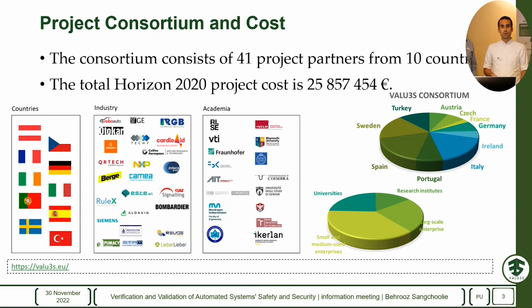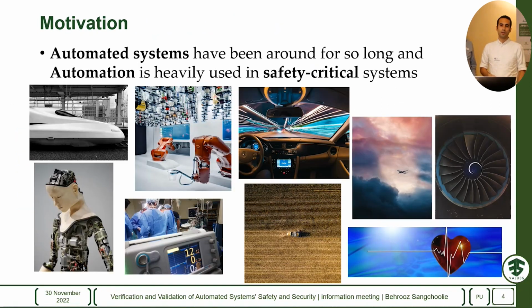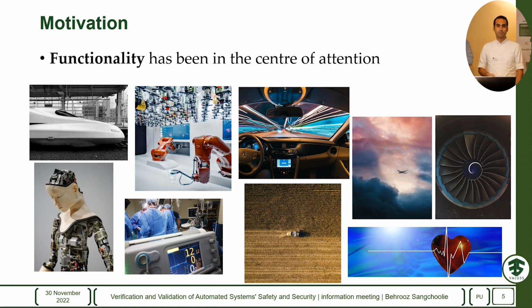What motivated us to start this project has been the fact that automated systems have been around for a long time, and automation is heavily used in safety critical systems. Safety critical systems are those where failures could harm human life or the environment. So manufacturers of automated systems in the past have been allocating an enormous amount of time and effort in order to make sure that these systems are produced and delivered to the market. Functionality has always been the center of attention to make sure that the products go to the market.